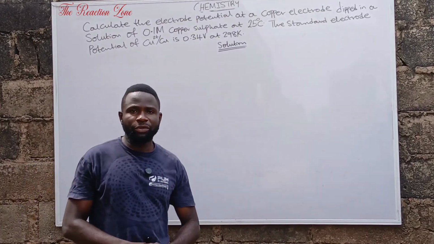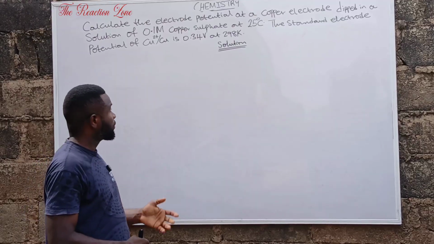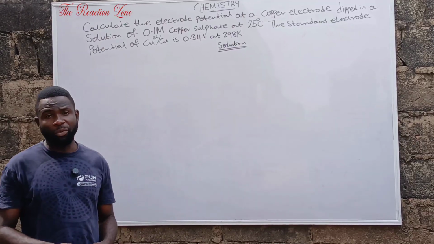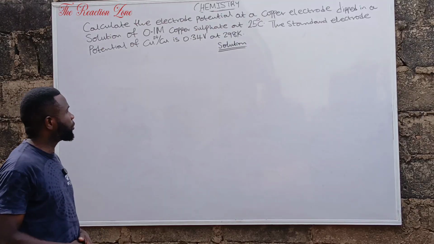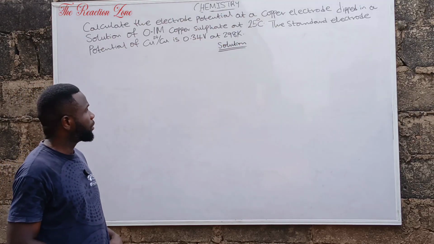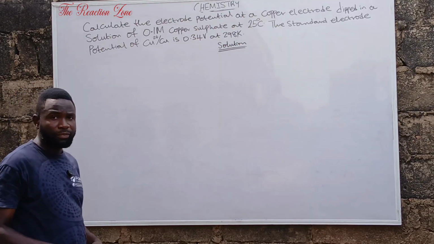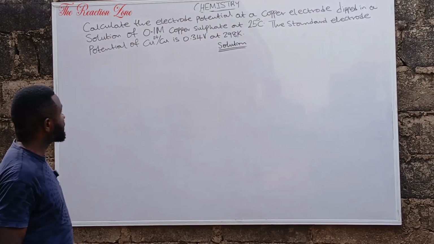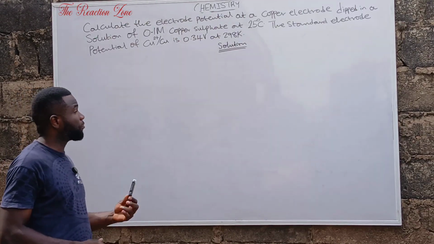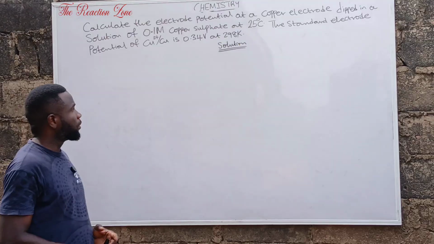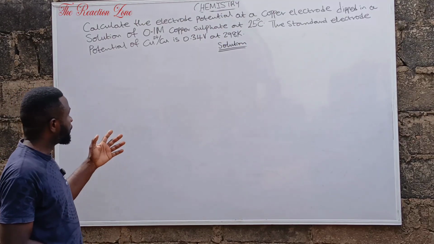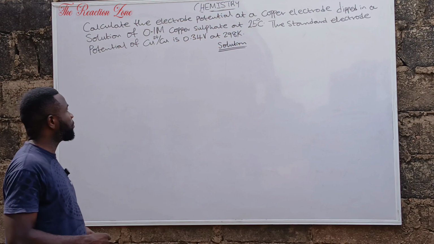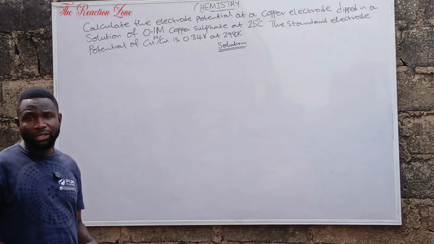In today's lesson, we're going to look at how to solve the question on electrochemistry that's on the board. And the question is as follows. Calculate the electrode potential of the copper electrode dipped in a solution of 0.1 mole per dm cube copper sulphate at 25 degrees Celsius. The standard electrode potential of the copper electrode is 0.34 volts at 298 Kelvin.